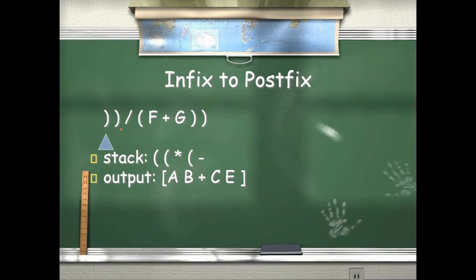Then closing parenthesis. Now you can see this closing parenthesis will come here. It means you have to evaluate this particular minus. So this minus will be changed now. It will be CE minus. Then one more closing parenthesis here. It means you are going to evaluate this particular star. So the star will be appended to the output.